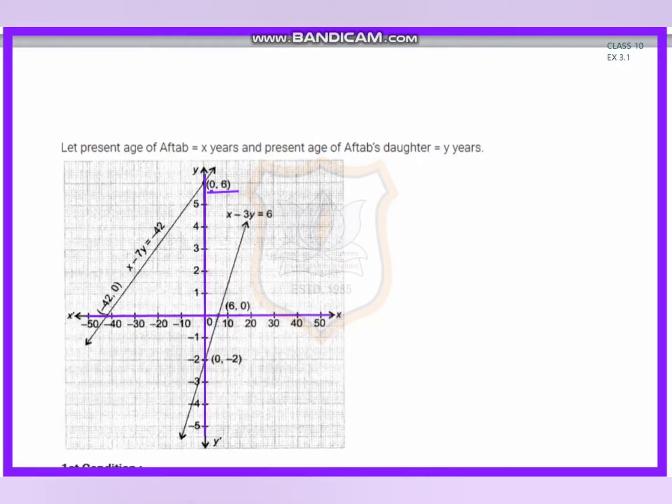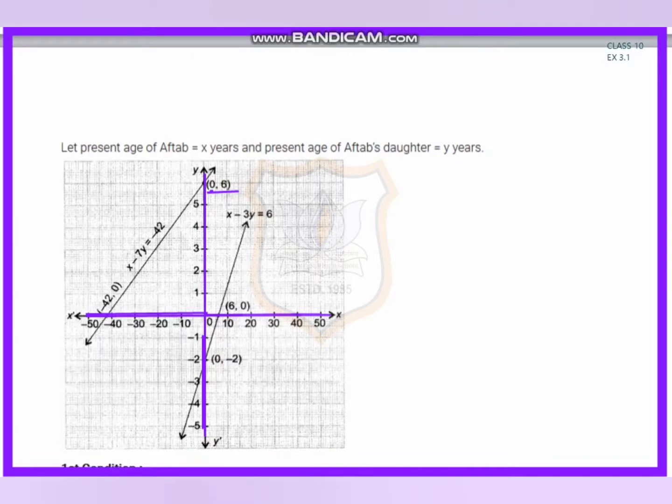Now on this position we have to put 1, 2, 3, 4, 5, 6, and here we have minus 1, minus 2, minus 3, minus 4 and minus 5. Here we have positive numbers 0, 10, 20, 30, 40, 50 and 60. In the same way on the other side it is negative values. Now we have to put the values of both the conditions.